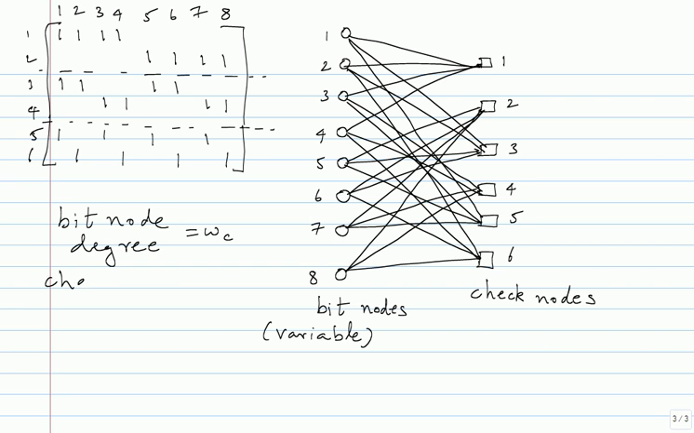For regular graphs, all bit nodes will have degree equal to WC. Likewise, what will be the check node degree? Equals WR. So another computation, if somebody were to ask you what is the total number of edges, you can count it two ways, right? Like we counted the number of ones in the parity check matrix. You can either go column wise or row wise. It's either n times WC or n WC by WR times WR, which is again n times WC. So it's enough if you say n times WC. That's the number of edges. That's also another correspondence.